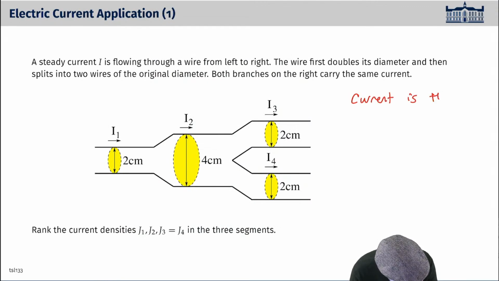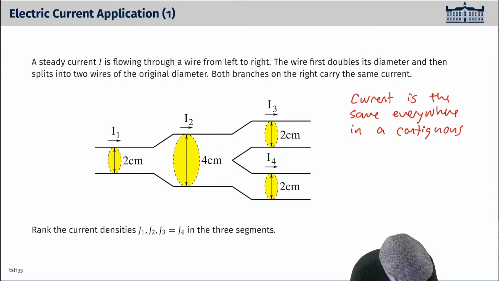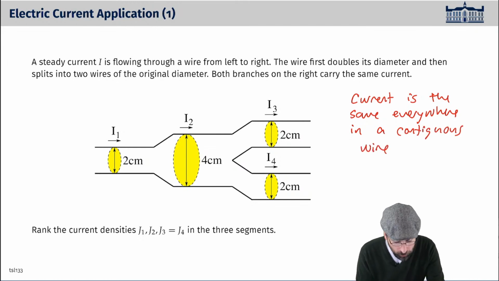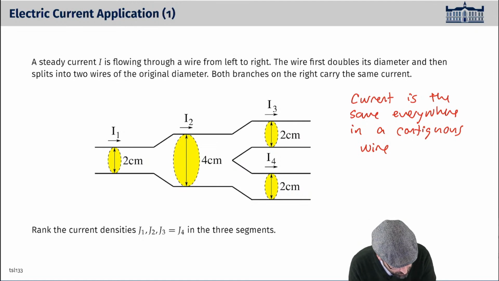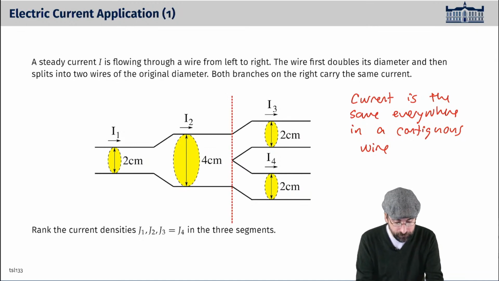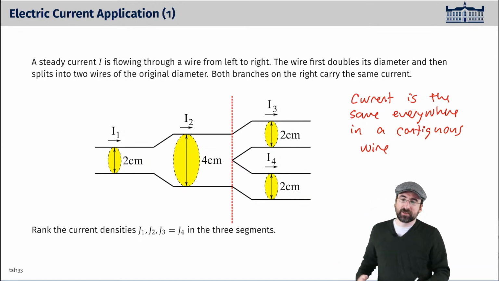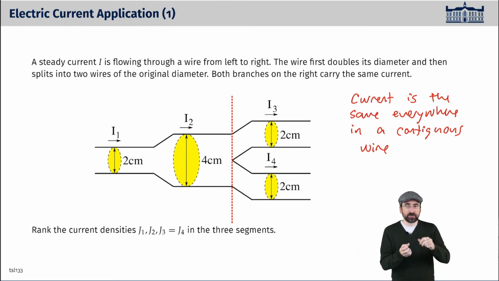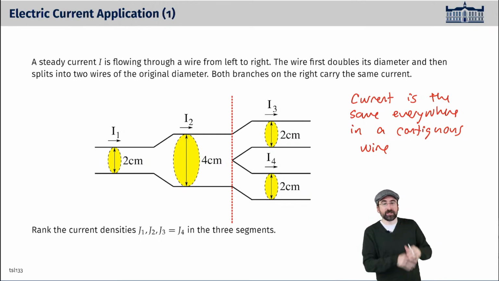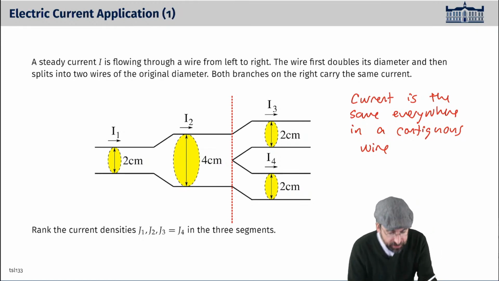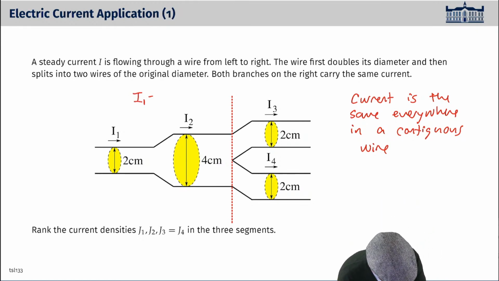Current is the same everywhere in a contiguous wire. So for example, I'm just going to draw a dotted line here. Prior to this point in the circuit, I am classifying my wire as contiguous, meaning yes, it gets wider, but it remains just a single wire. This means that my current I1 is equal to current I2.